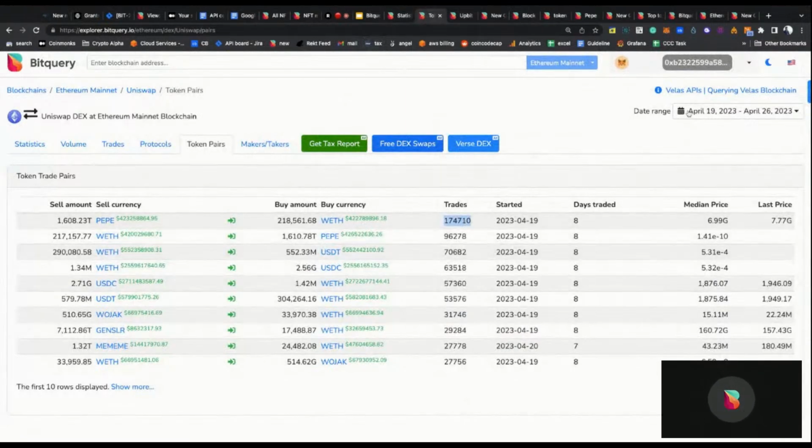Number of trades for last 7 days. The top pair did a lot of trades. Then mostly these are top pairs. Then this some meme coin was a coin.